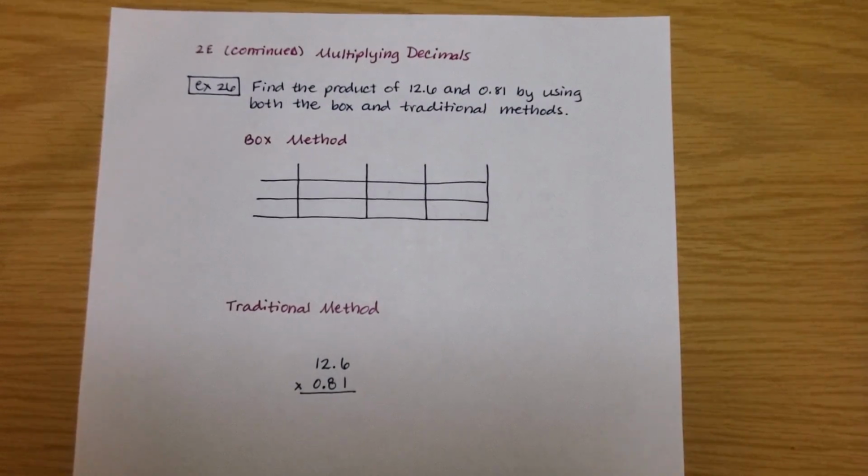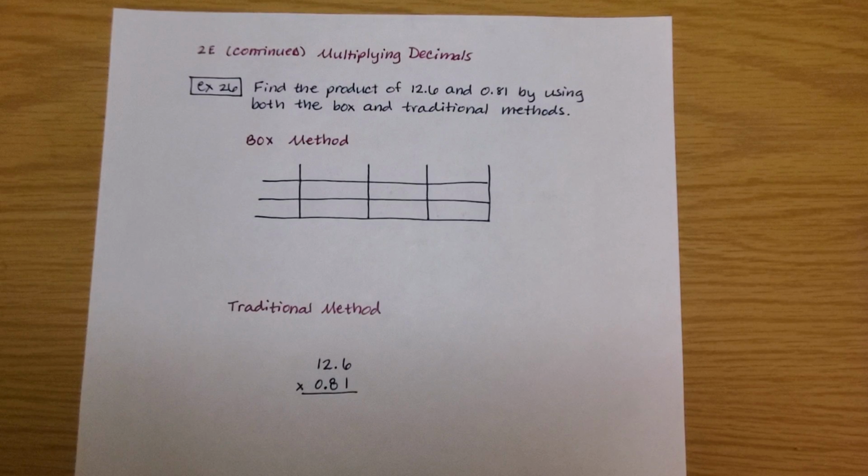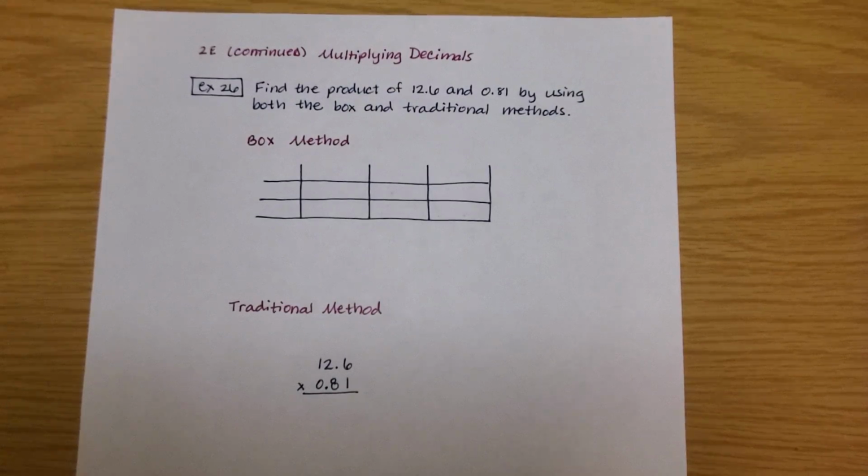Hello, Professor Rad here, and today we're going to use the process of generalization to take the methods that we used to multiply whole numbers together to now multiply decimal numbers together. So we're going to find the same product two ways, once using the box method and once using the traditional method. So let's go ahead and start out using the box method to find the product of 12.6 and 81 hundredths.